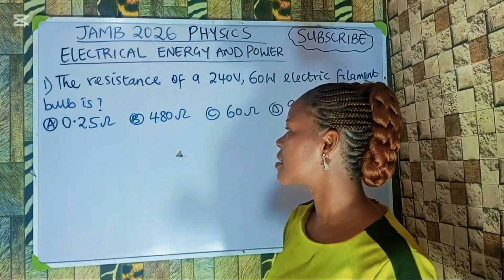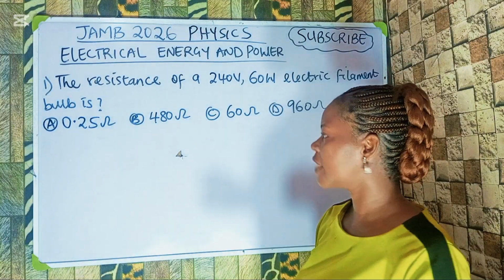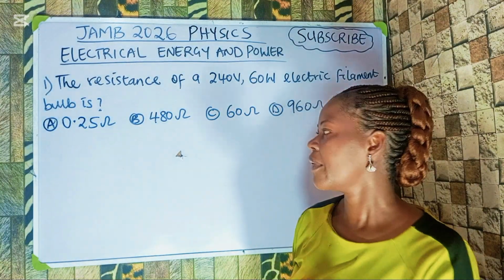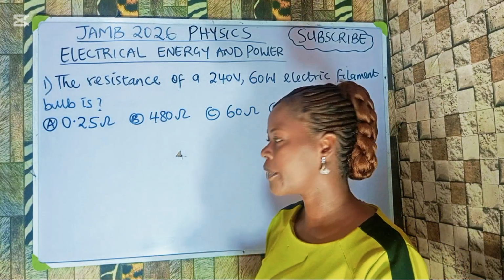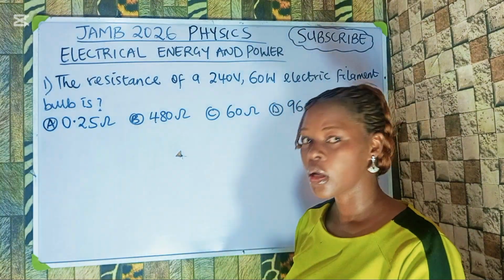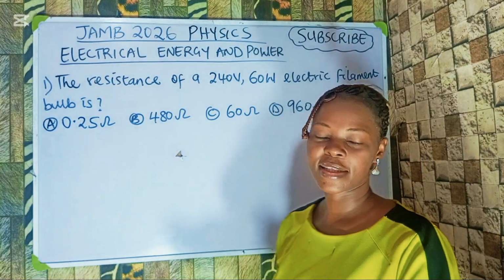The resistance of a 240 volt 60-watt electric filament bulb is what? We are given the following options. Option A, 0.25 ohms. Option B, 480 ohms. Option C, 60 ohms. Option D, 960 ohms.